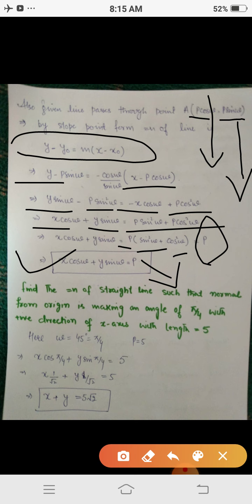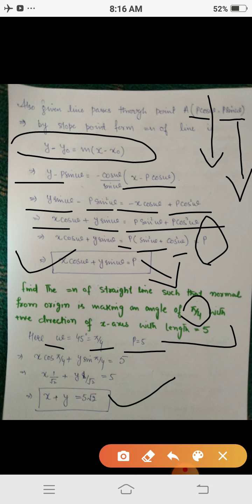Like if we consider an example, we have to find the equation of a straight line such that the normal from the origin is making an angle pi by 4 with the positive direction of the x-axis, with length equal to 5. So this means that here omega is pi by 4 and p is 5. Substituting, x cos pi by 4 plus y sin pi by 4 equals 5. Cos pi by 4 and sin pi by 4 are 1 by root 2, which implies x plus y equals 5 root 2.